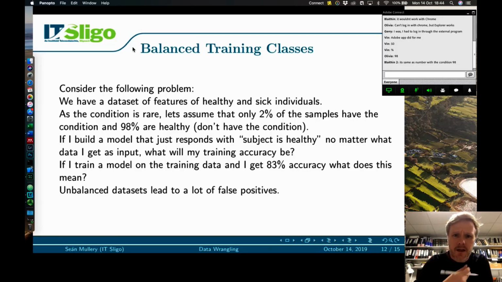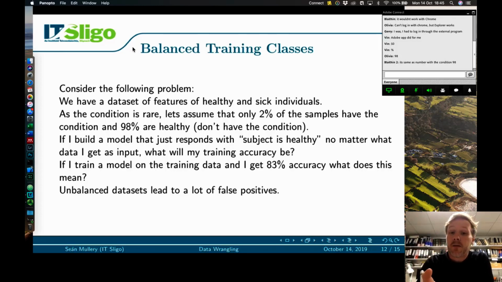A second example, a question I have for you here. If I train a model in some way, on training data which, as we say, is 98% one class and only 2% the other class, and I get 83% accuracy, what does this mean? Well, it could mean a number of things. It could be that I get 83% of the 98% correct, in which case some 17% of the time I'm giving a false positive. I'm saying that the person is sick when they're not.